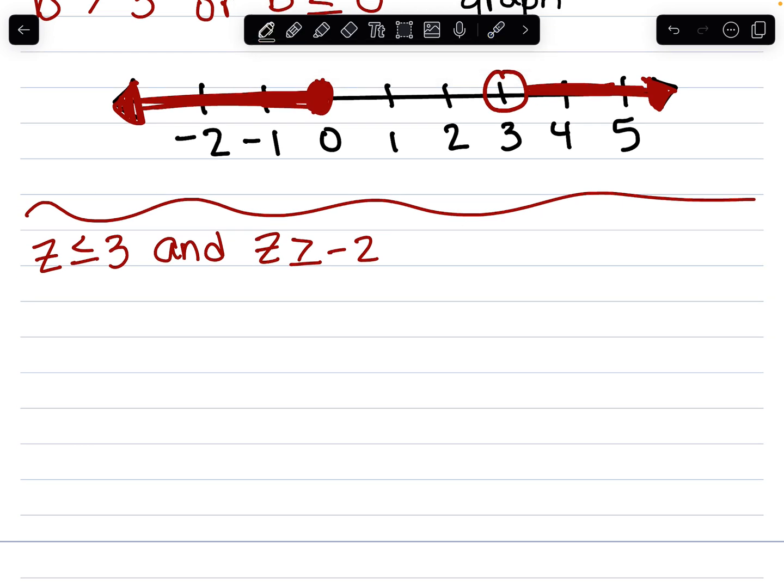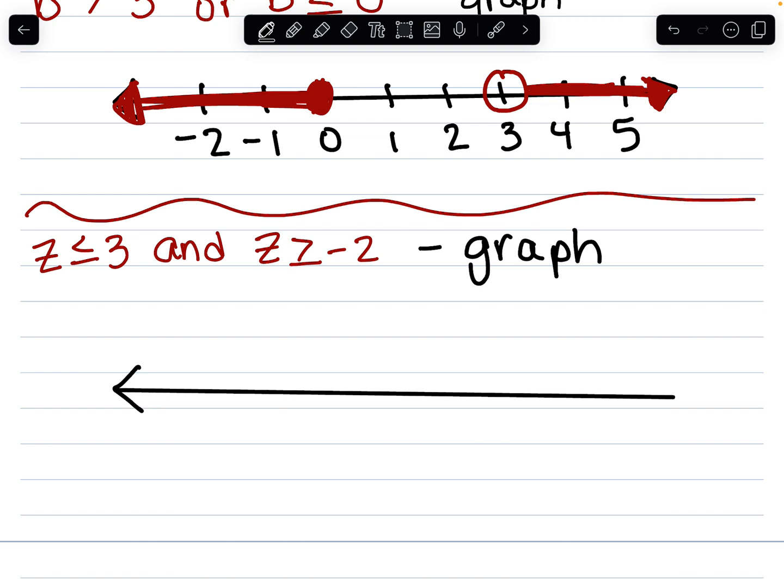Same thing, we're going to graph these two. What type of statement is given on these two inequalities? And. So when we graph this one, it has to work for both, okay? It has to be true for both.